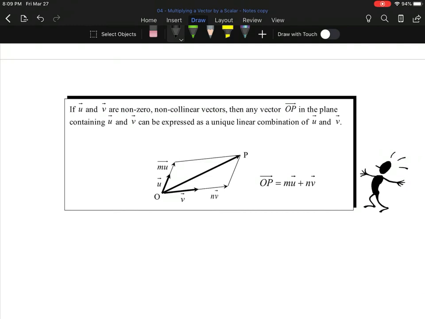Last little point here: if U and V are non-zero, non-collinear vectors, and it won't become clear why those rules are in place for a little while, but if we have two vectors where neither of them is zero, and they're not collinear, they're not parallel, then any vector OP in the plane, in the same plane as U and V, you can always come up with these numbers, M and N. There'll be two different numbers, and we don't know what they are yet, but there'll always be a way to make every vector in the plane as some combination of U and V.